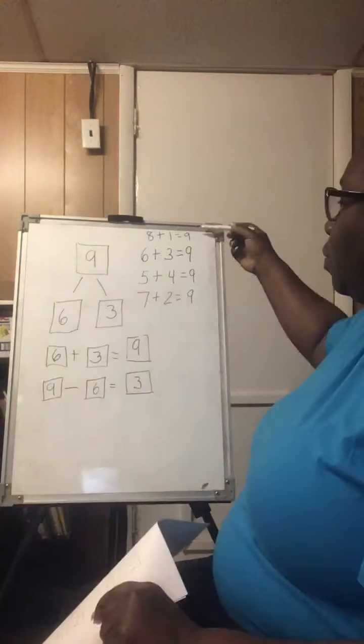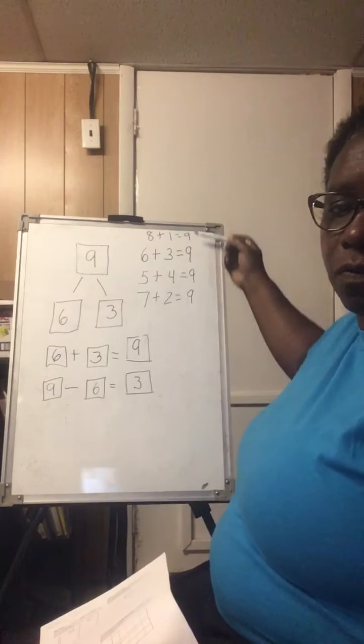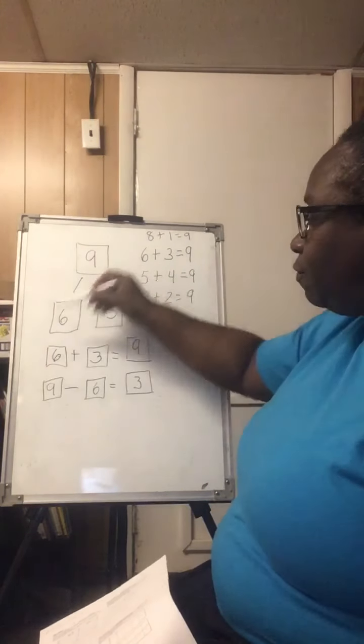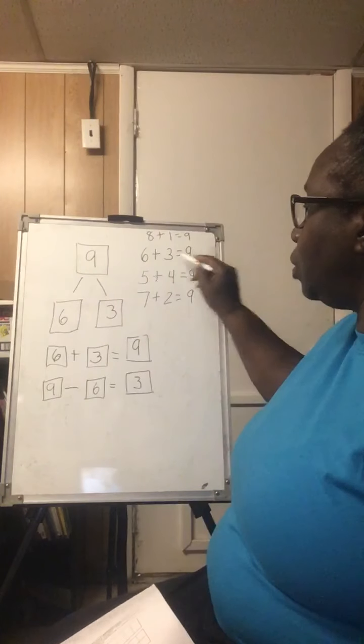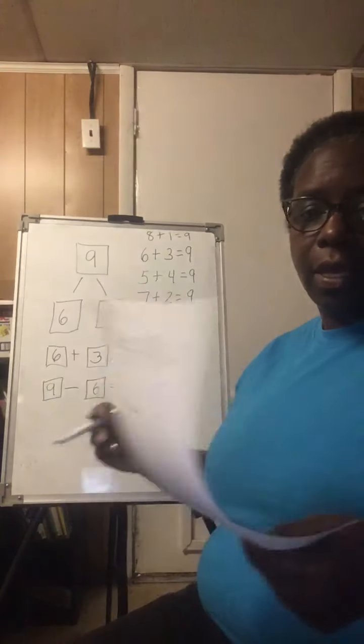I could have used either one of these. None of them would have been wrong. All of them would have been correct to fill in my number bond. But I chose to do 3 and 6. Okay? To get the answer to my number bond.